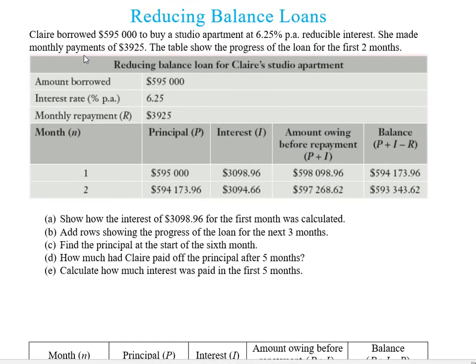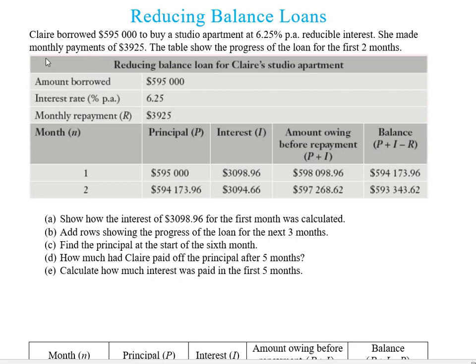Reducing balance loans. Claire borrowed $595,000 to buy a studio apartment at 6.25% per annum reducible interest. She made monthly repayments of $3,925. The table shows the progress of the loan for the first 2 months.